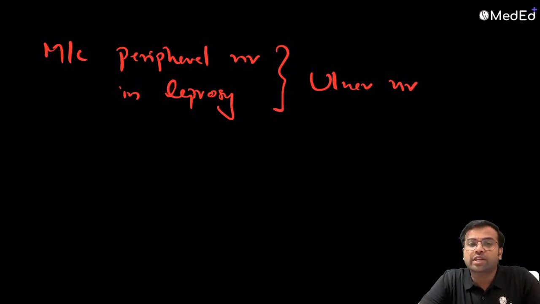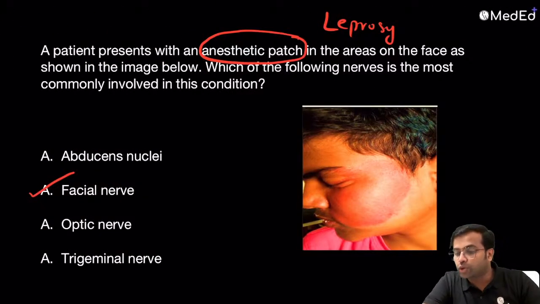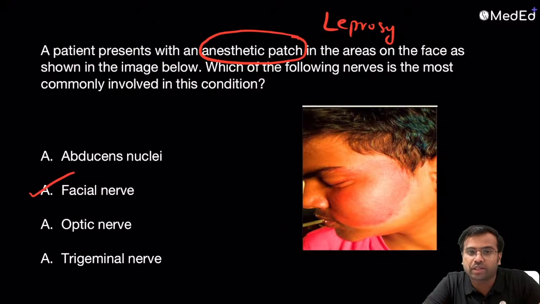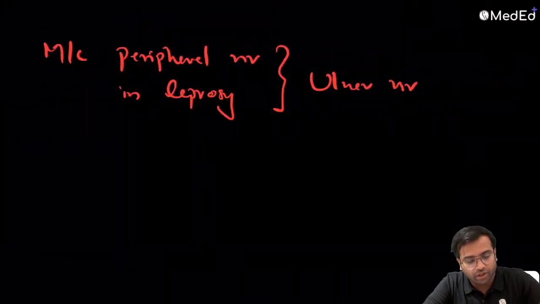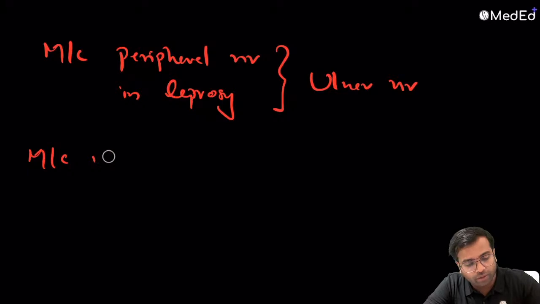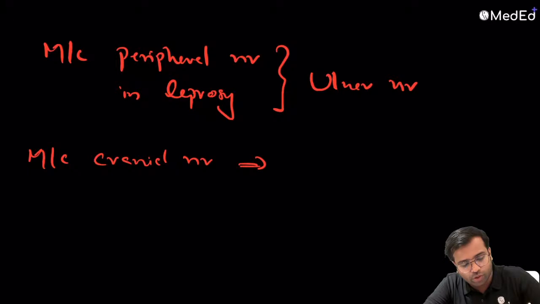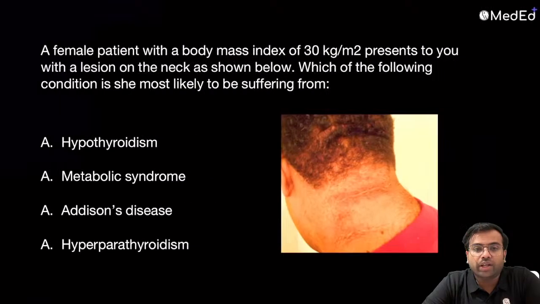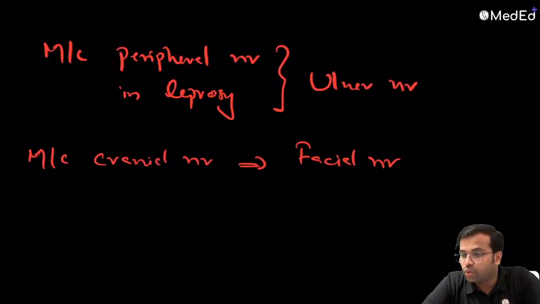Okay. And what is the most common nerve that is going to be involved overall? So yeah, we are talking about the most common nerves. The most common cranial nerve that is involved is going to be the facial nerve. Fine. That is about the nerve involvement when it comes to leprosy.